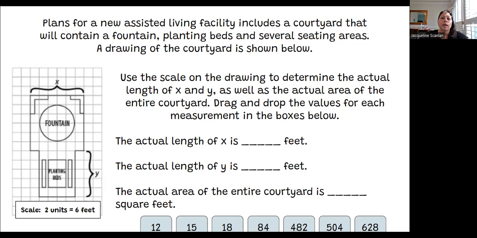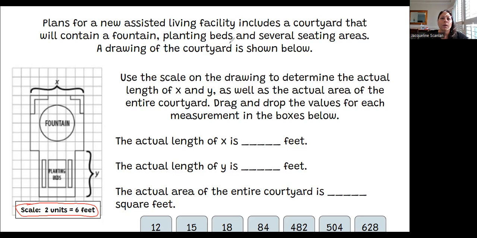All right, so again, they're giving us this picture of the assisted living facility's courtyard, where you can see the fountain and the planting beds. And you can also see on the drawing the letters X and Y. And those are the first items that we need to calculate the actual length of. It also tells us that there is a scale at the bottom of the picture, and that is the scale that we're going to be using to calculate these pieces of information.